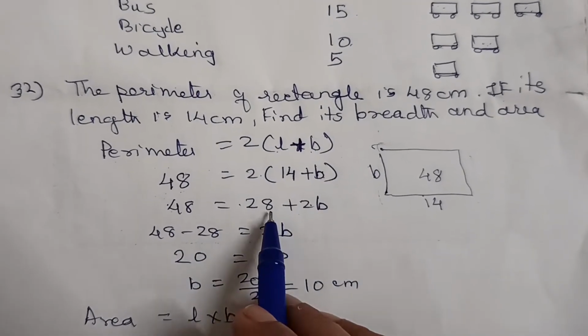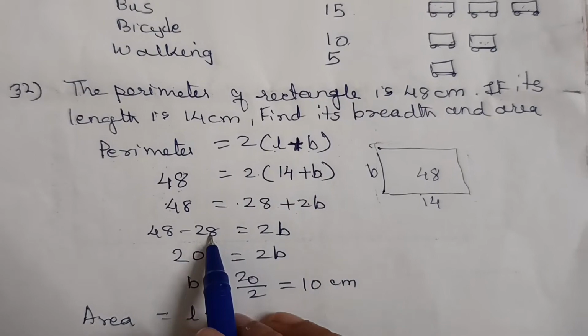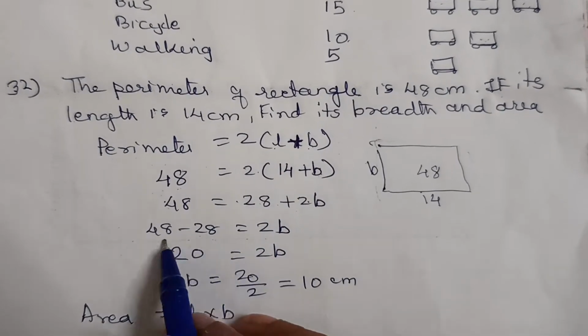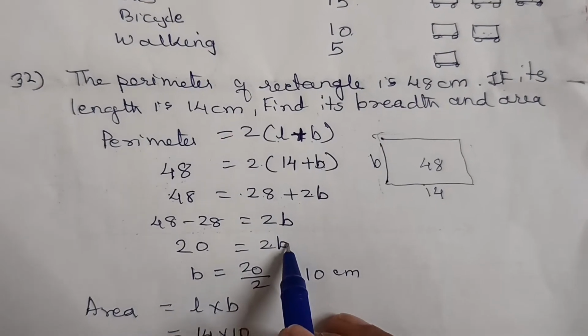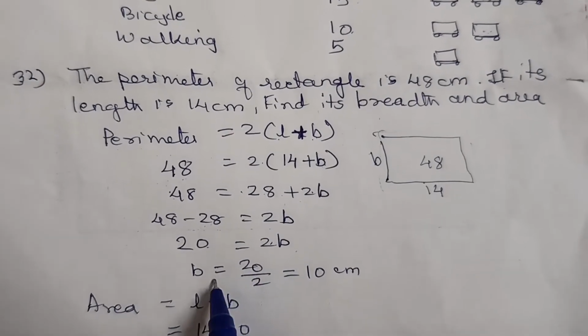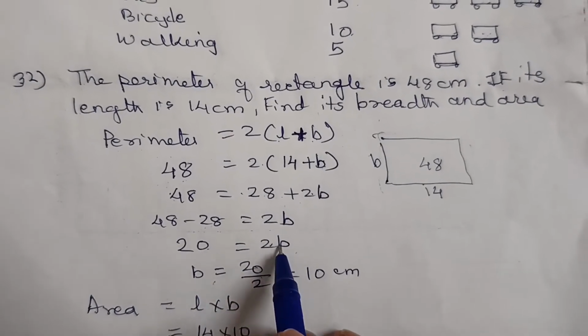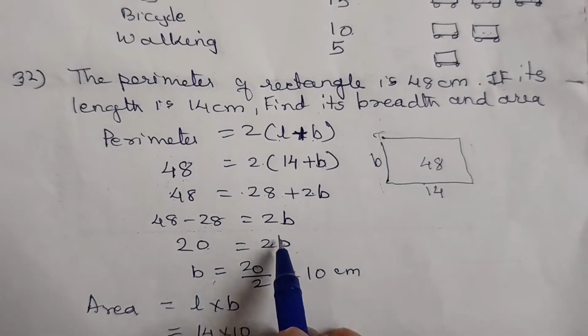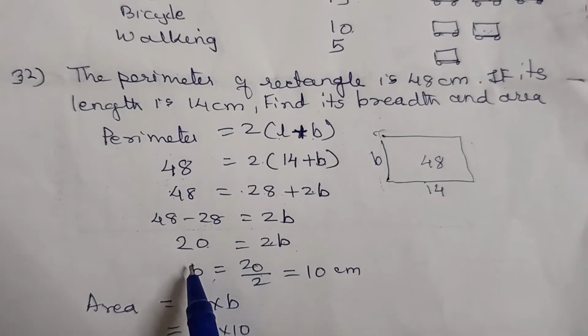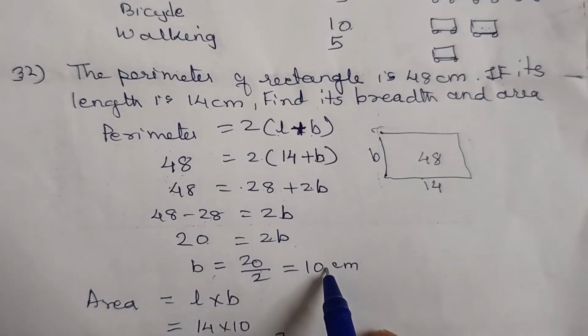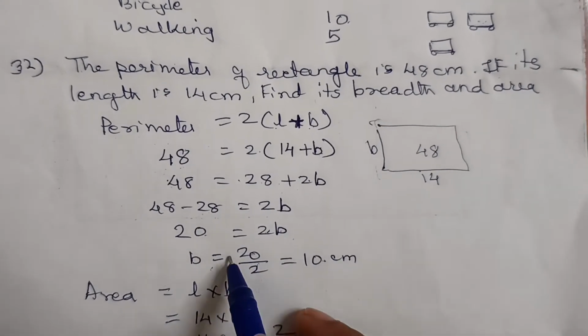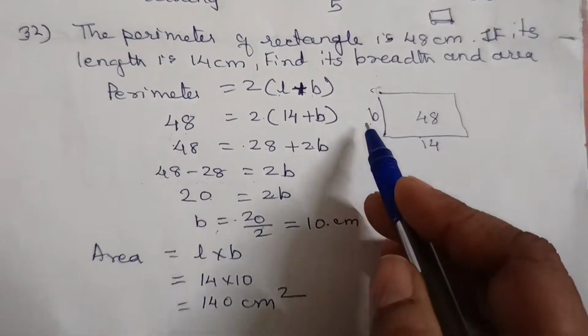48, when you transfer 28 from RHS to LHS, plus sign will become minus. So 48 minus 28 is 20. This will remain the same. 20 is equal to 2B. So B is equal to, this is 2B means 2 into B. When it comes to LHS, left hand side, it will divide. So 20 divided by 2 is 10 centimeter. Here we got the breadth. The breadth is 10 centimeter.